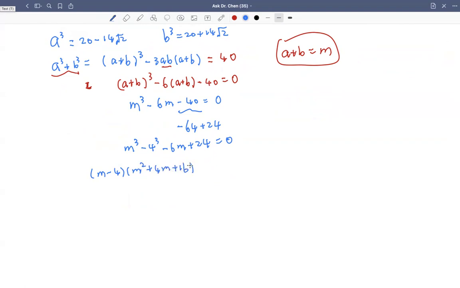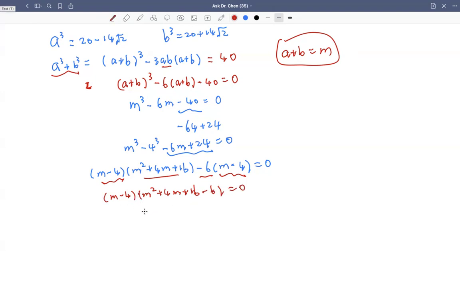which is 16. Then out of those other two terms, we can factor out negative 6. Then 24 divided by negative 6 is minus 4. By doing so, we have constructed a common factor out of those two groups. So factor out the common factor m minus 4. Then the first term is m squared plus 4m plus 16, and the second term is minus 6. Now this is in the factored form on the left-hand side. Factored form equals 0, so we can use the zero property.